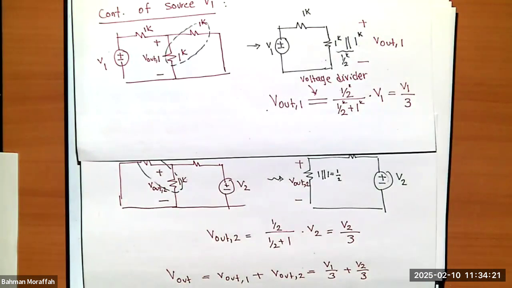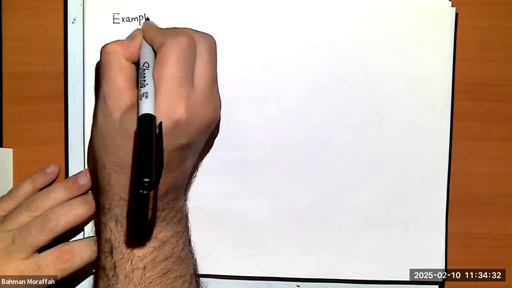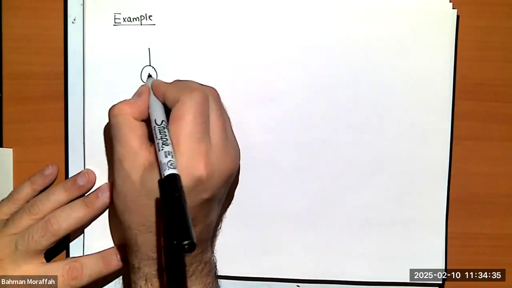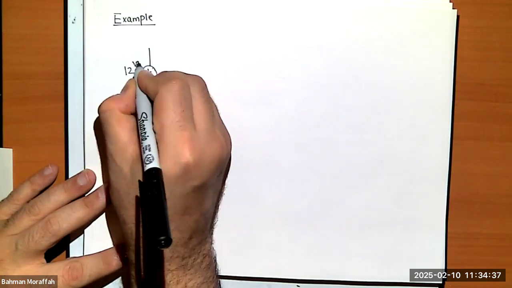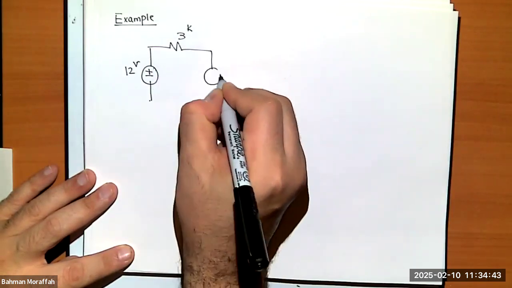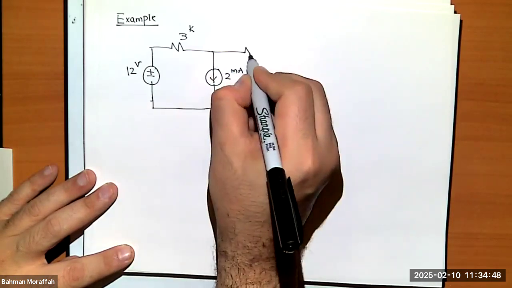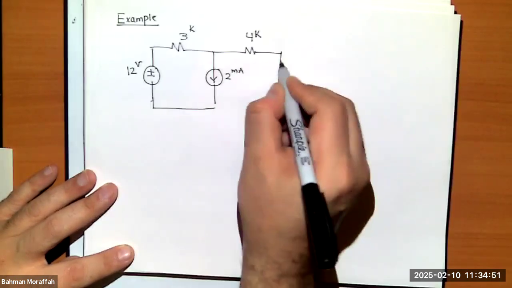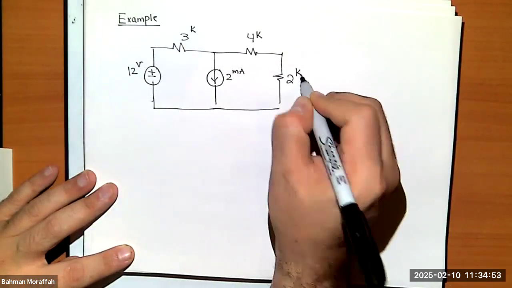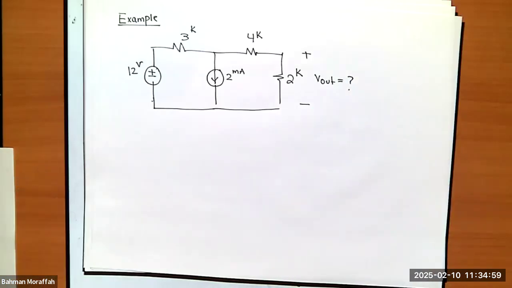Yes? So let's make it a little more interesting. Just a teensy bit. Let's just say I'm given this circuit. I have a voltage source here, value 12 volts. I have a 3K resistance. I have a 2 milliamps independent current source. I have a 4K resistance here, a 2K resistance here. Let's just say I want to find V out. Right?